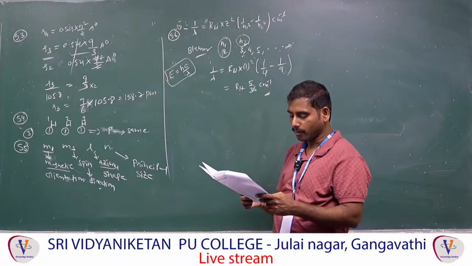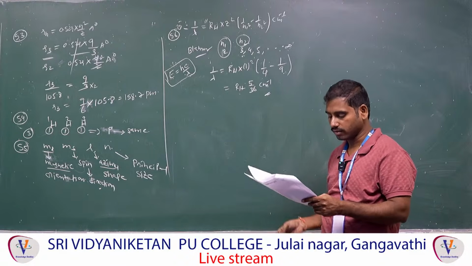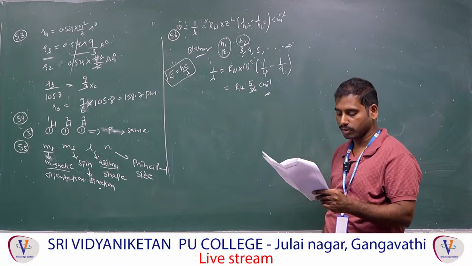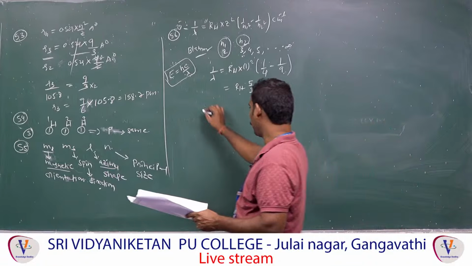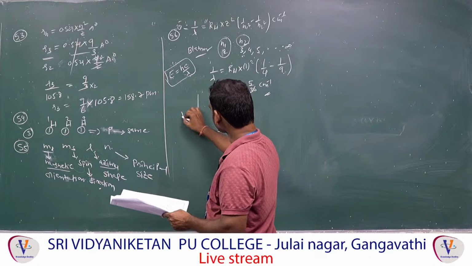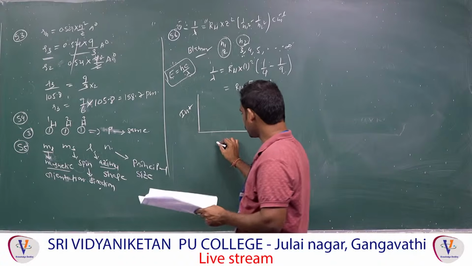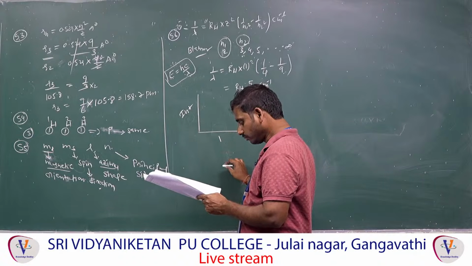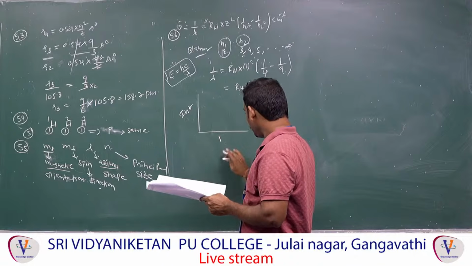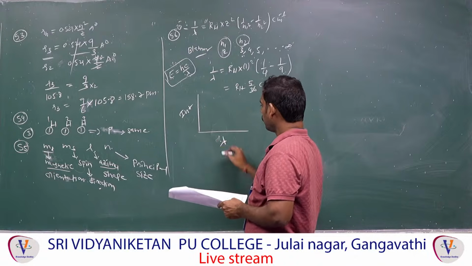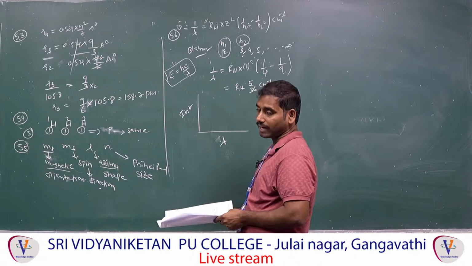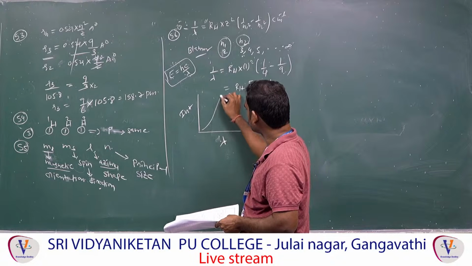Next one. When the temperature of the black body increases, the maxima of the curve shift to the shorter wavelength. Very, very important. This is also correct only. Intensity versus wavelength lambda. This is the curve. This is the explanation of the black body radiation. This curve is like this.